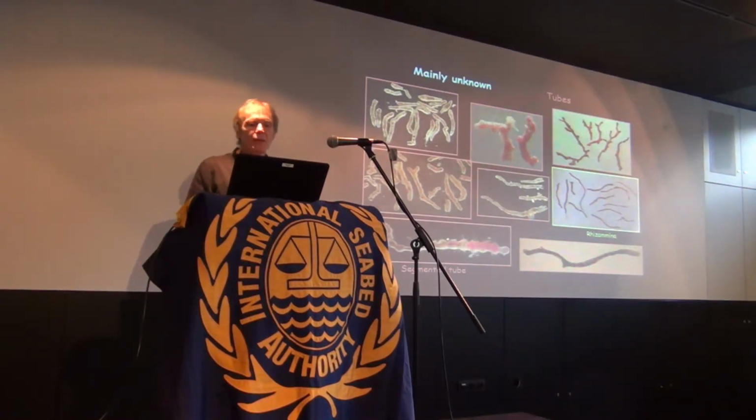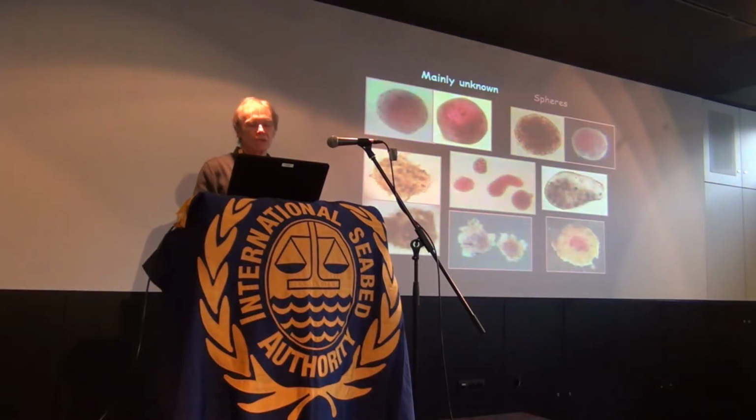And then we have tubes. There are lots and lots of tubes in meiofaunal samples from the CCZ. You will always see tubes. They're really very difficult. They often fragment. Sometimes the tubes are segmented, so it's difficult to know whether to draw the line between these segmented tubes and the hormosinids. And another very difficult group are the spheres.